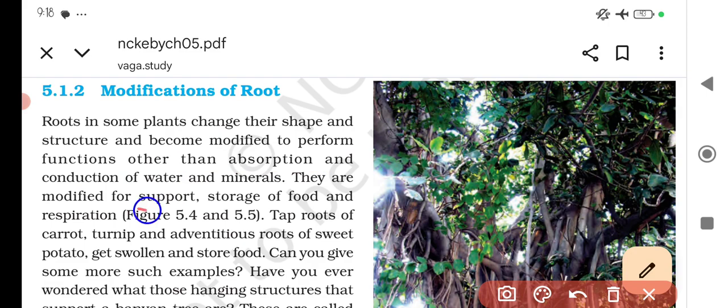The roots are modified for support, storage of food and respiration. These are a few of the reasons why the root is modified: to provide extra support, to store food, and for respiration, to help the plants or the trees to respire.